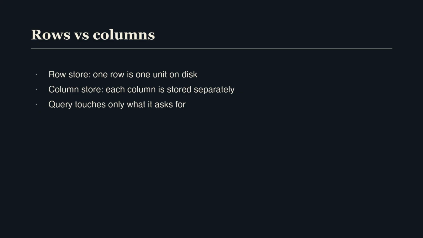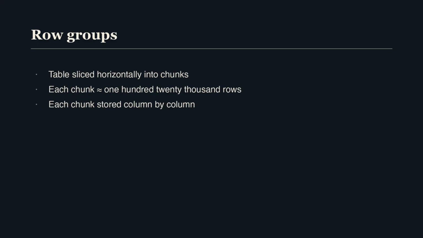Now let's look at how it's physically laid out. A DuckDB table is split two ways at once, vertically by column. Each column is stored separately, horizontally into row groups. Each row group holds about 122,000 rows. Think of it like splitting a spreadsheet into pages, except each page is about 122,000 rows thick. So a 100 million row table splits into roughly 814 row groups. Each row group has its own copy of each column's data for that slice of rows.